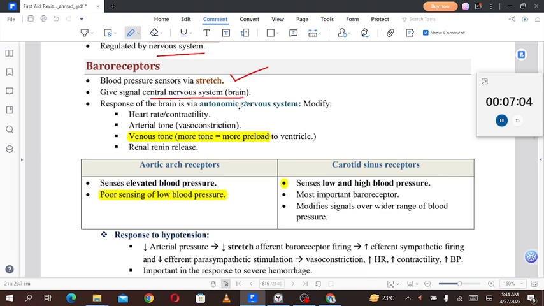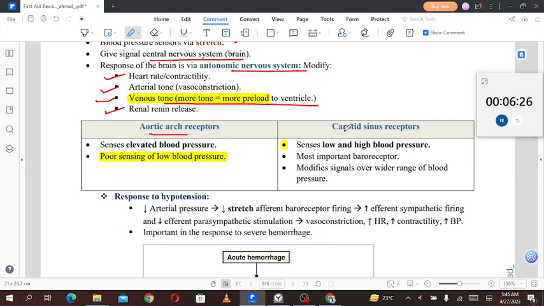The response of the brain is via the autonomic nervous system. It modifies the heart rate or contractility, arterial tone, vasoconstriction, and venous tone, with more preload to the ventricle. When the venous tone is increased, the venous return to the heart is increased, and then there is renin release. So these are the methods by which the baroreceptor-mediated signal perceived by the brain is modulated, and the brain responds through the autonomic nervous system by changing the heart rate or contractility, the arterial tone or vasoconstriction, and the venous tone, thus increasing or decreasing the preload, and then the renal renin release.